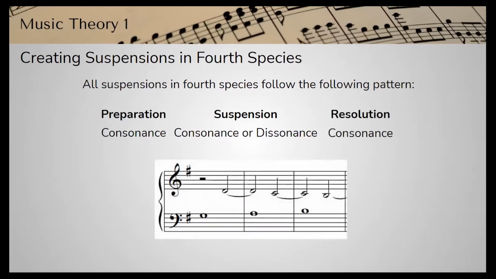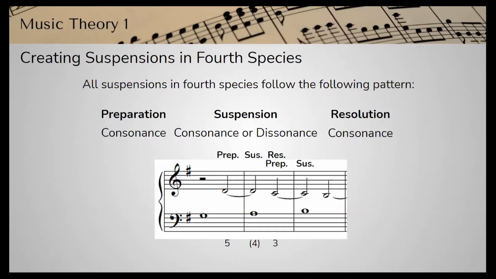So here's an example of a suspension. We have a perfect fifth, which is a consonance between the G and the D. So that's our preparation. That preparatory note gets tied over to the next bar, and it becomes a suspension. And in this case, the suspension is a fourth, which is dissonant. So it needs to resolve down by step to become a third. And then that process repeats.